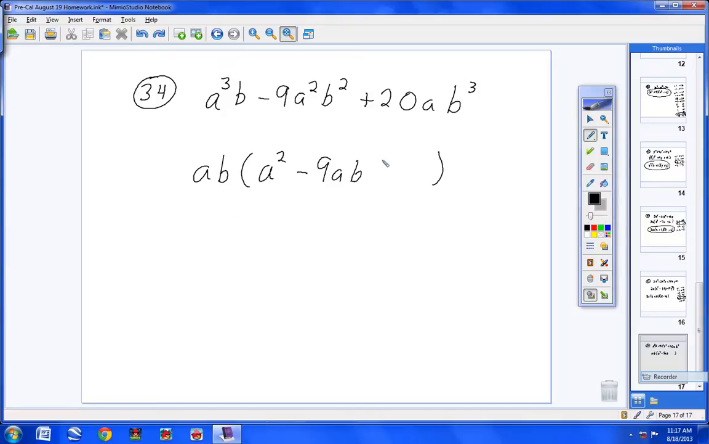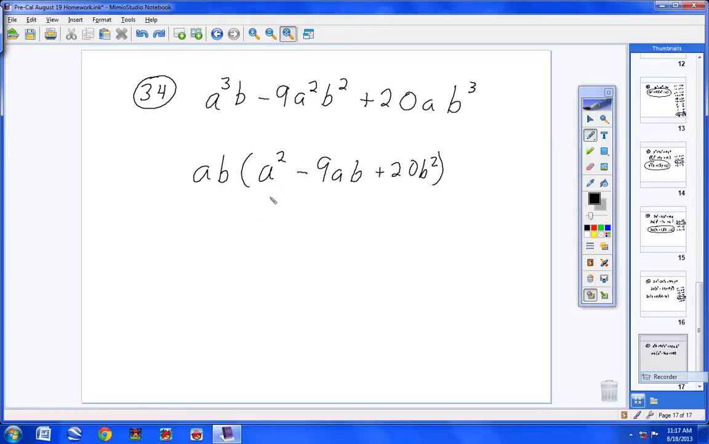Now we come down to the last term. I'm going to put positive 20b squared. Let's see if that's right. There's really a 1 here, so 1 times 20 is 20. And then a times, well, there's no a here. That would just be a. And then b times b squared is b cubed. So now we're totally ready to go ahead and try to factor what's left over on the inside.